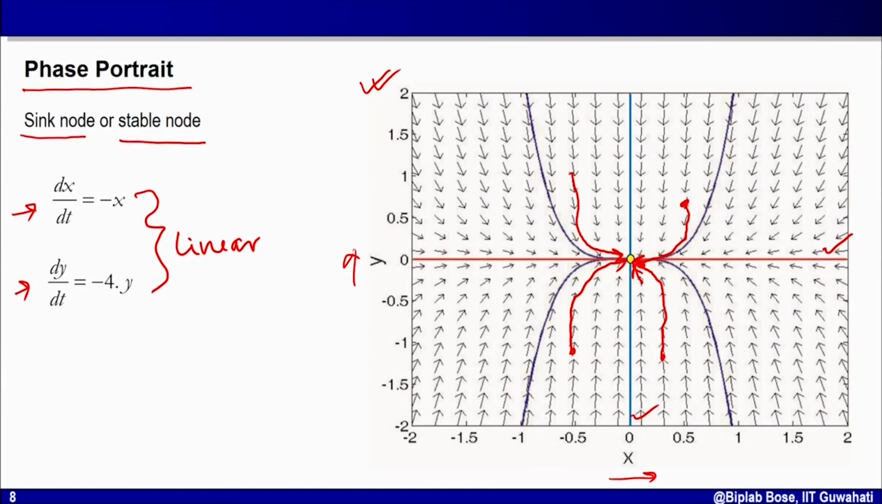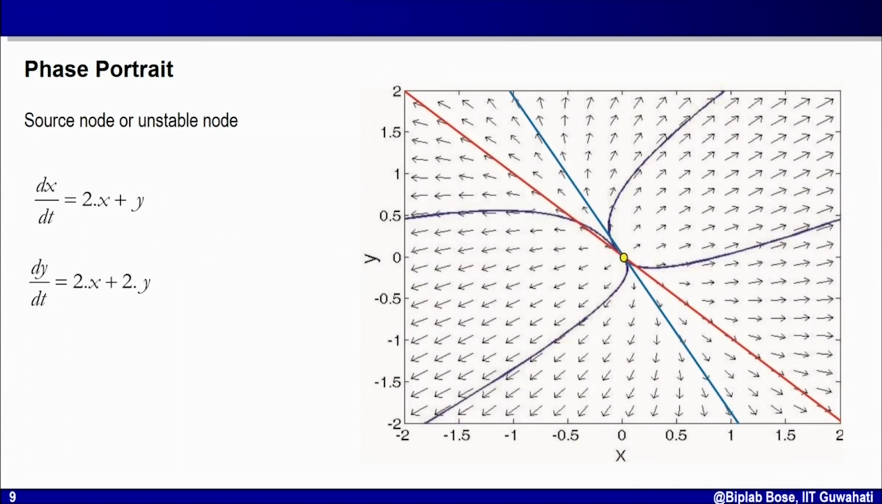I can have the opposite one also, that will be unstable. So look at this phase portrait here. This phase portrait is coming from the ODE dx/dt equal to 2x plus y and dy/dt equal to 2x plus 2y. Just for an example, I have taken these ODEs. So for this system of ODEs, if you draw the phase portrait, you get this type of figure. Again, the null lines are shown by these two colored lines, and their point of intersection is this steady state shown by the yellow dot.